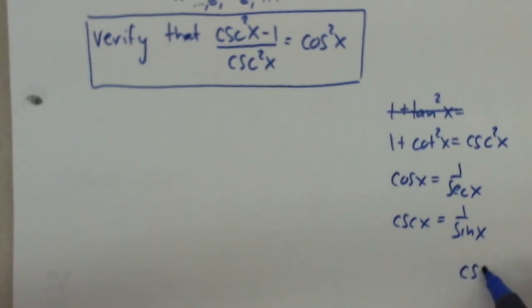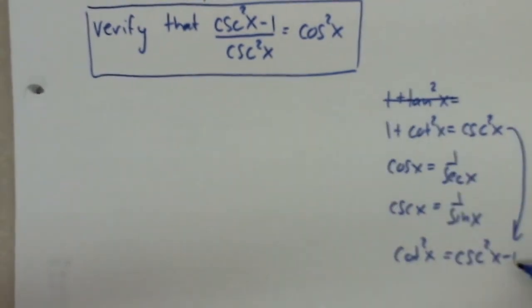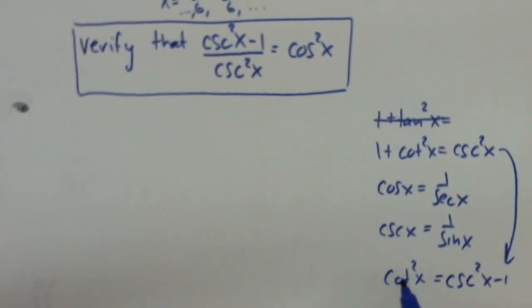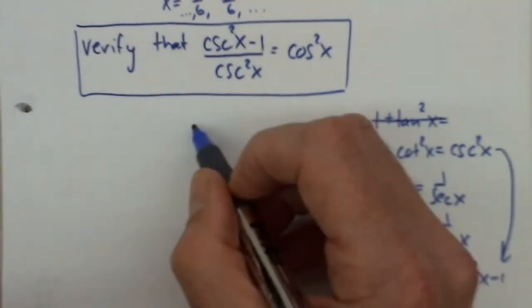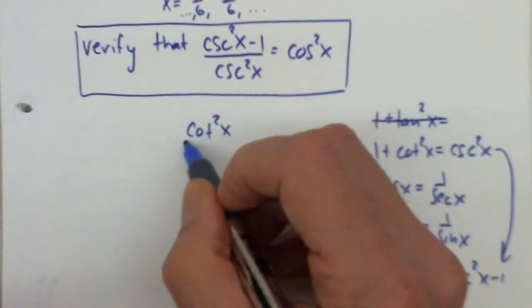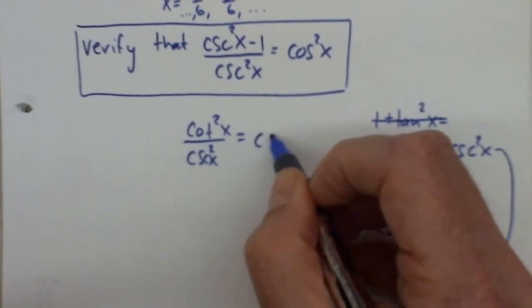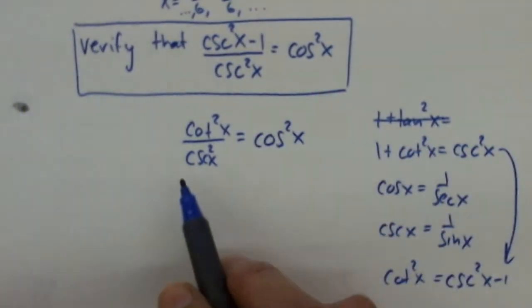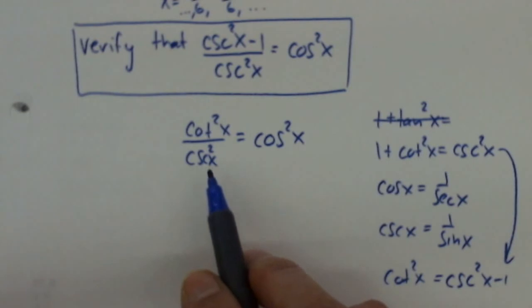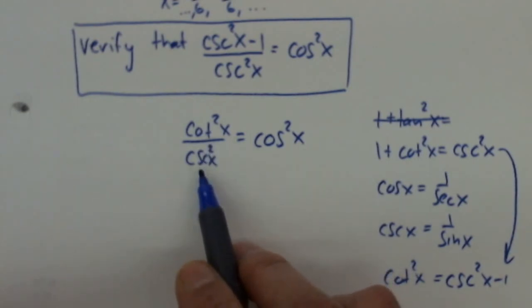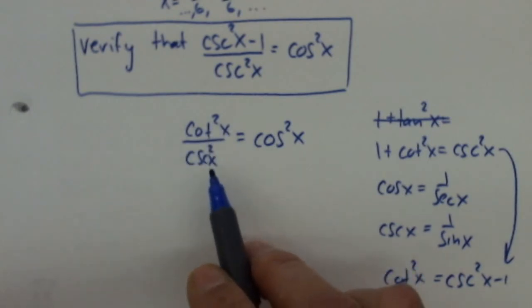That would be cosecant squared minus 1 is cotangent squared. So I took this and I rewrote it, and everywhere we see this, we can replace it with that. So this gets replaced with cotangent squared. And we're trying to simplify that and make it look like that.